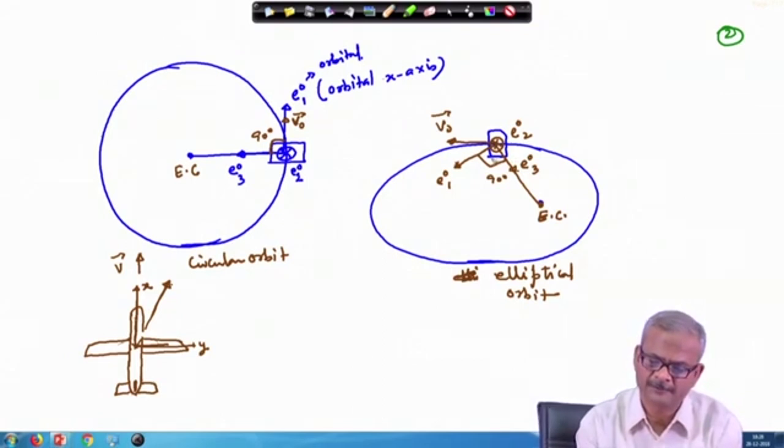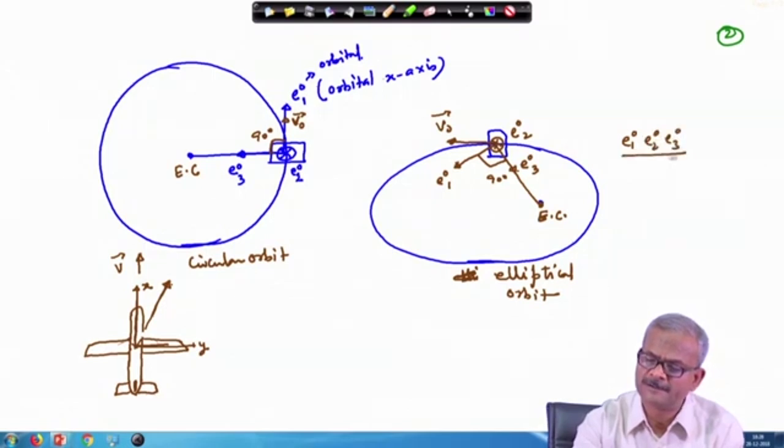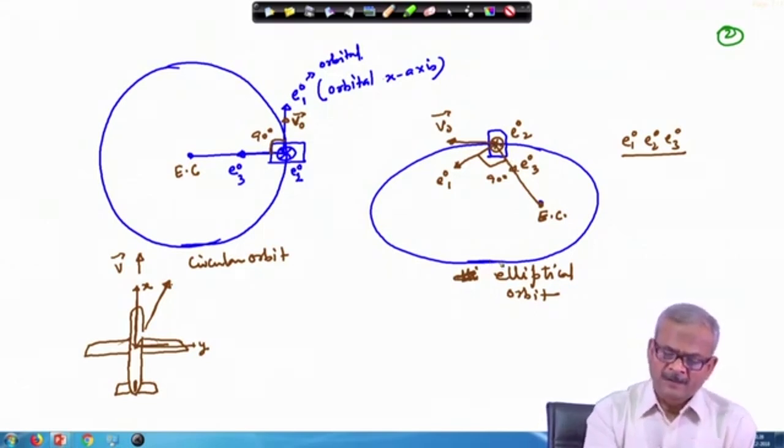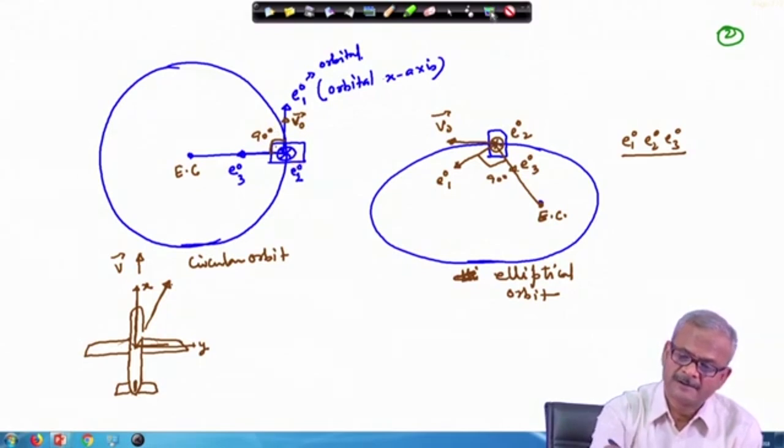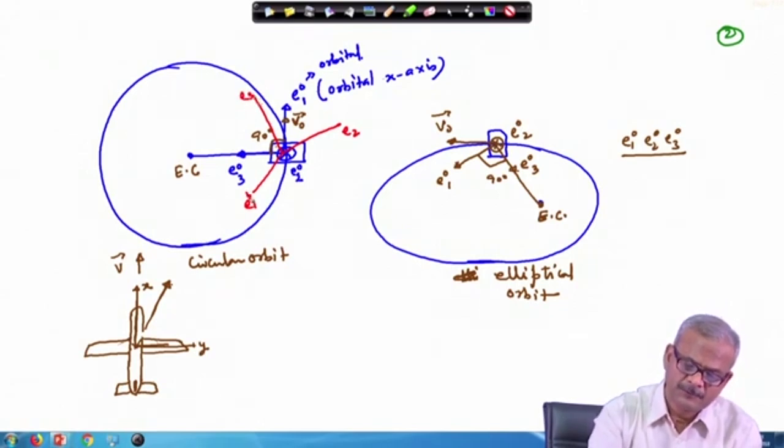We are not talking here about the body axis, this is simply the orbital axis. And with respect to this orbital axis, E10, E20, E30 is the triad, and with respect to this, your body is oriented. Okay. So, here I have shown the body to be like this. Let us say that your body is arbitrarily oriented, I can show it like this. This is E1, E2, E3, and if we put B here, this indicates the body axis.